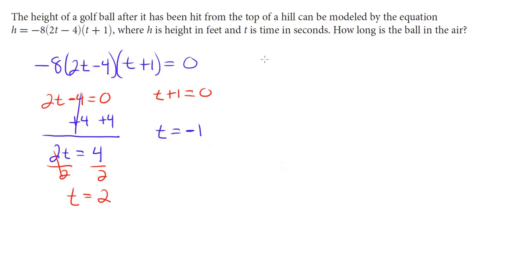And once again, in a real-world situation where we are measuring how long the ball is in the air, can we measure time in negative seconds? And the answer to that is no. So t equals negative 1 does not make sense in the context of this situation. So the solution is t equals 2. So how long is the ball in the air? The ball is in the air for 2 seconds.